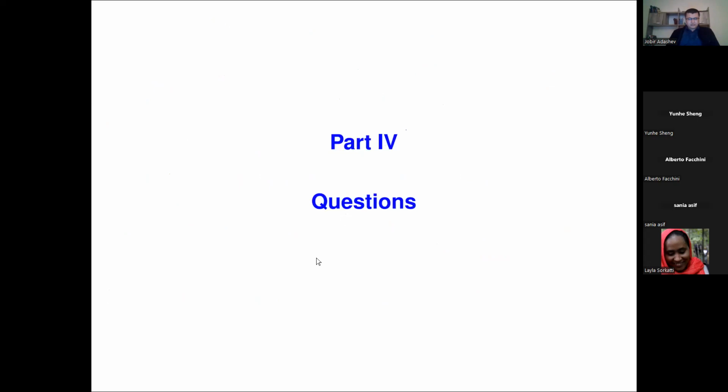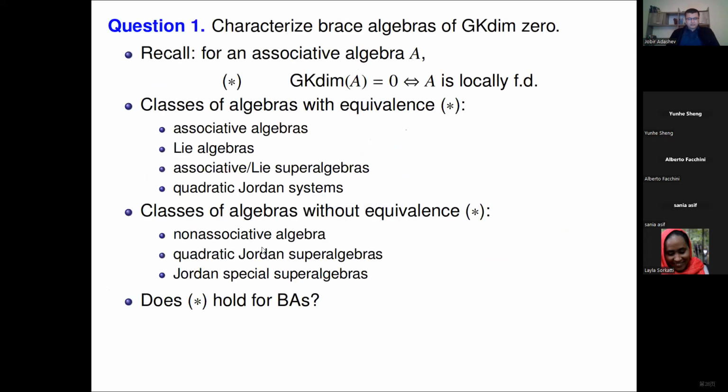Okay, the final part. Here I share two questions with you. We are still working on those two questions. Question one: calculate the brace algebras of GK dimension 0. Recall that for an associative algebra, GK dimension of A is 0 if and only if A is locally finite dimensional. That means every finitely generated subalgebra of A is finite dimensional.